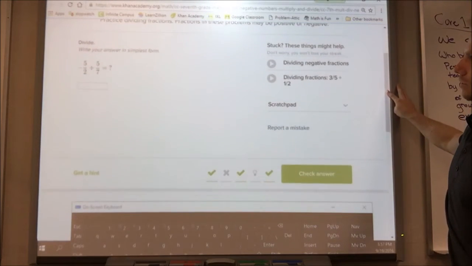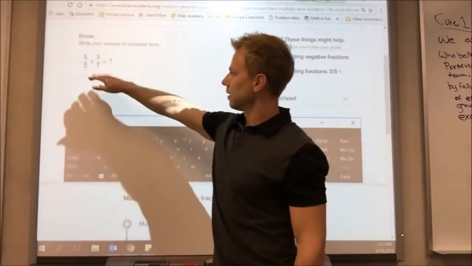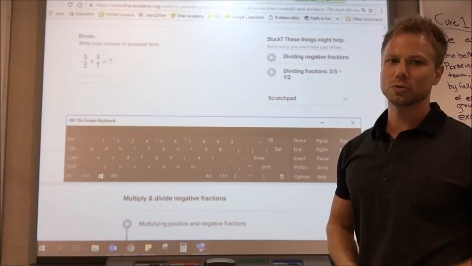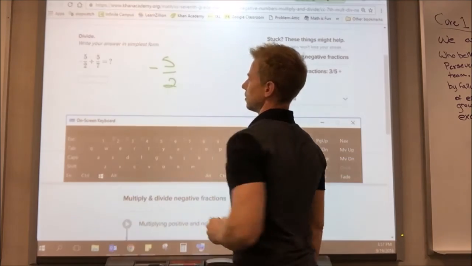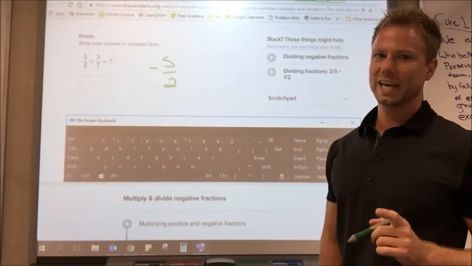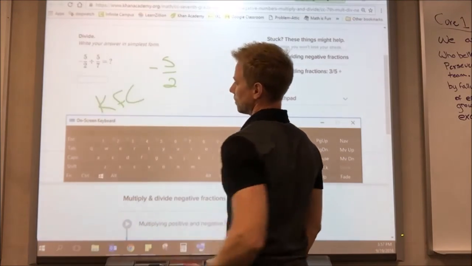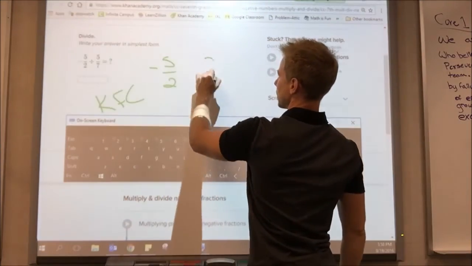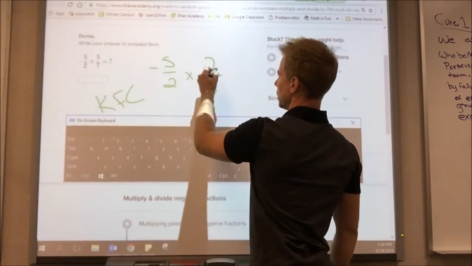All right, Khan Academy says we need to divide. We never divide fractions. So what we need to do is multiply by the reciprocal. So I have -5/2. I'm going to keep, flip, change. This is called KFC. So I'm going to keep the first fraction. I'll write that on the side, KFC. Keep the first fraction the same, flip the second fraction, which is 7/5, and change the division to multiplication.